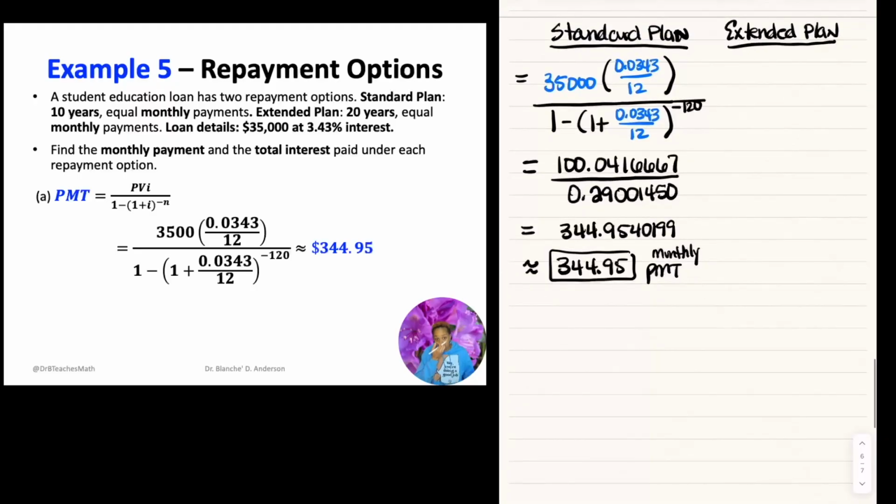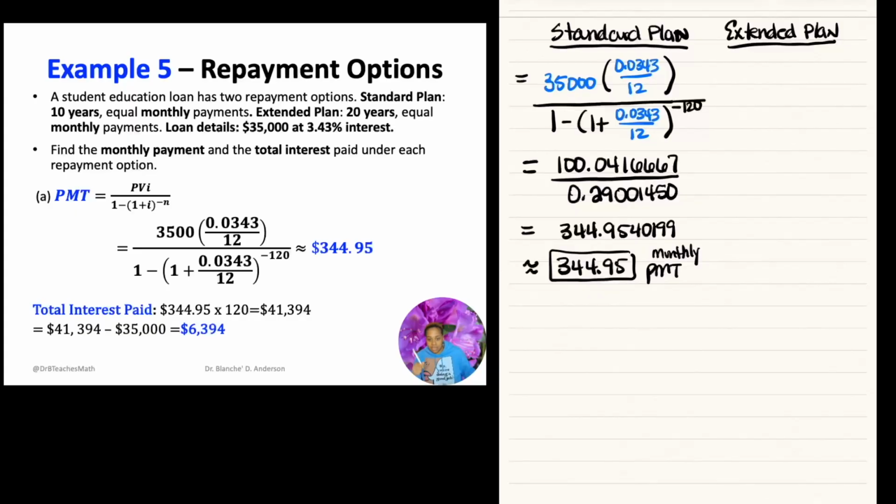Okay, yeah. So that's the right answer. I just wanted to make sure. And then to find the total interest paid, take your $344.95 times 120 payments, because the payment is always going to be the same, and there's 120 payments. You end up with 41,394. We'll take 41,394 minus what you started with, 35,000, and then that's how much you've paid.